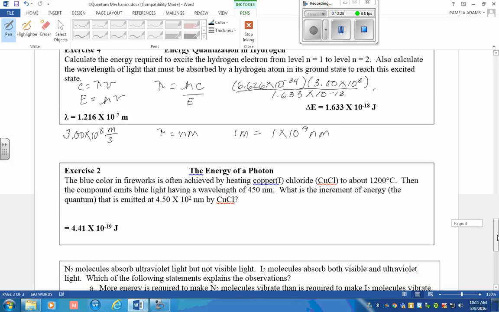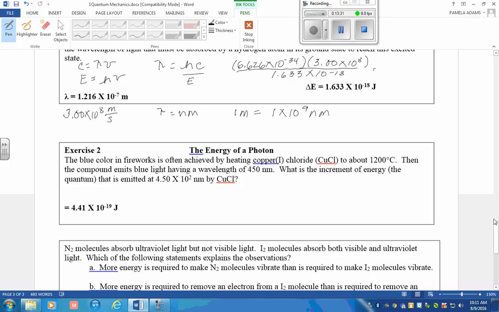Nanometers are very small. Okay. The blue color in fireworks is often achieved by heating copper 1 chloride to about 1200 degrees C. Then the compound emits blue light having a wavelength of 450 nanometers. What is the increment in energy, the quantum of energy, that is emitted at 450 nanometers, or 4.5 times 10 to the second nanometers, by copper 1 chloride? Okay, so if we know this, and we know the speed of light, then we also can figure this out.